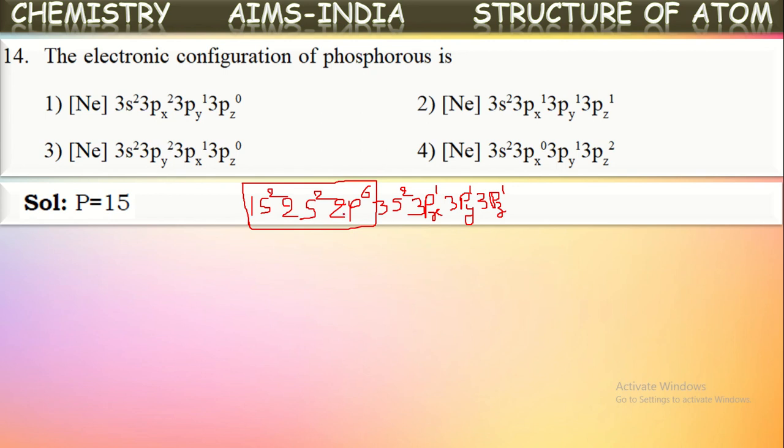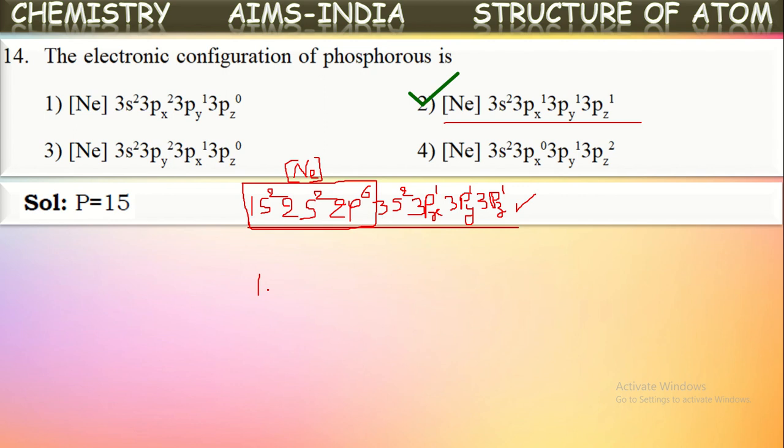So the electronic configurations of the elements can also be represented by using the symbols of the nearest noble gas. Here, in the place of this we can mention neon, which is mentioned in square brackets. Neon 3s2, 3px1, 3py1, 3pz1 is the electronic configuration of phosphorus. Where is it mentioned? See the second option. Okay, these are two configurations. This is correct and this is also correct.